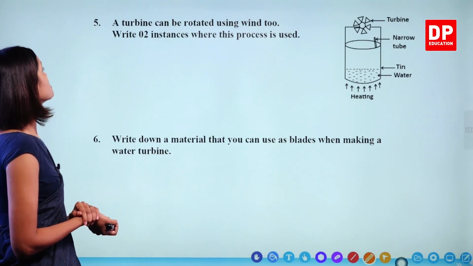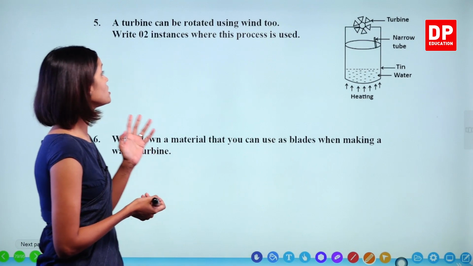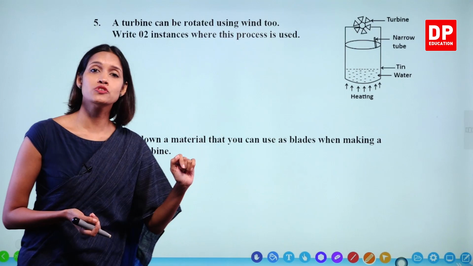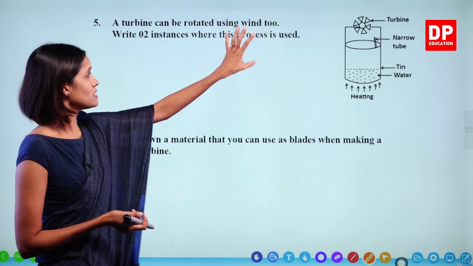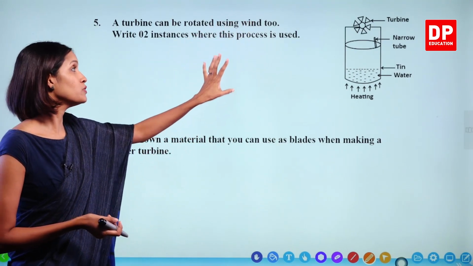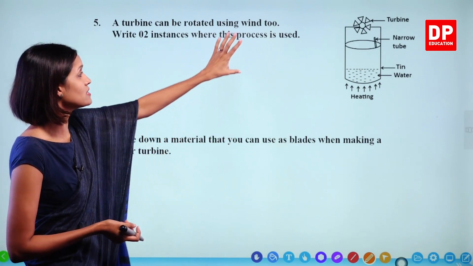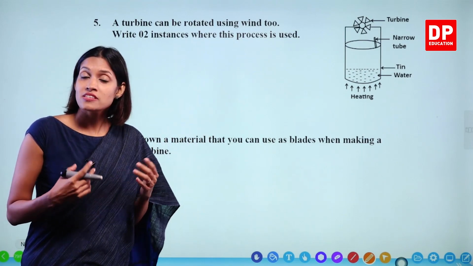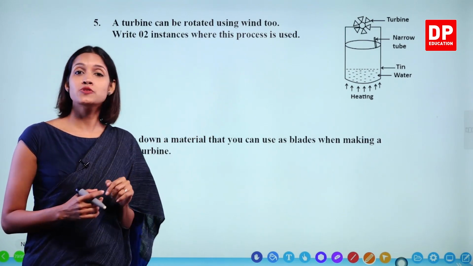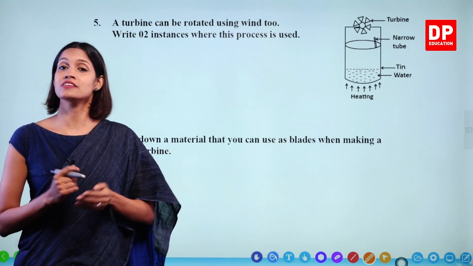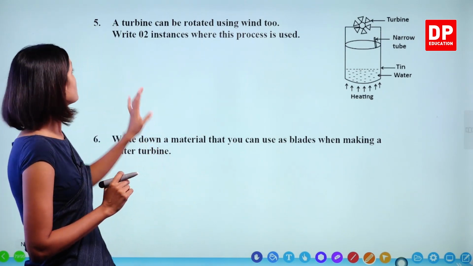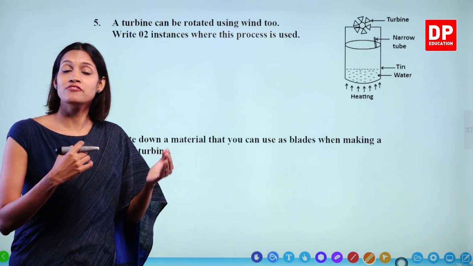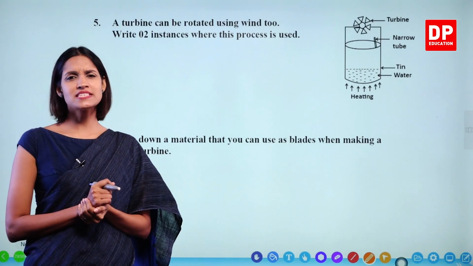Number 5. The turbine can be rotated using wind too. Write 2 instances where this process is used. Now you all know that a similar type of turbine can be used as wind turbines. Right now here the turbine is rotated using steam. Similarly, we can rotate turbines using a flow of water. We can rotate the turbines using wind too, right? So write two instances where this process is used. It means where we use wind turbines. What are the instances, children?